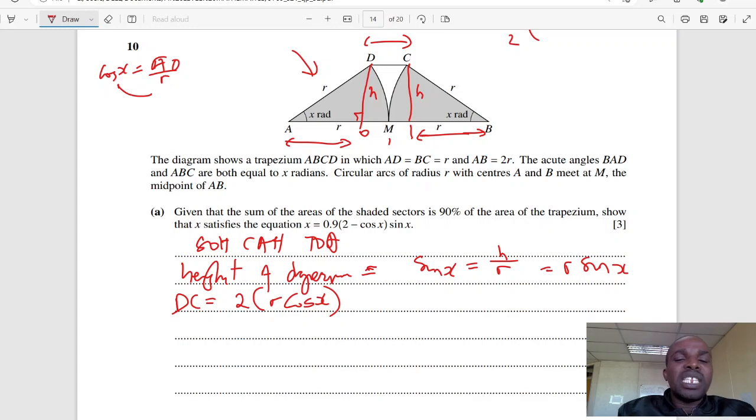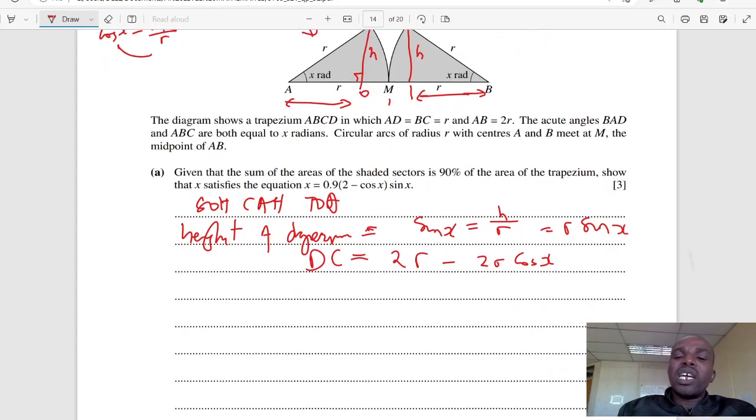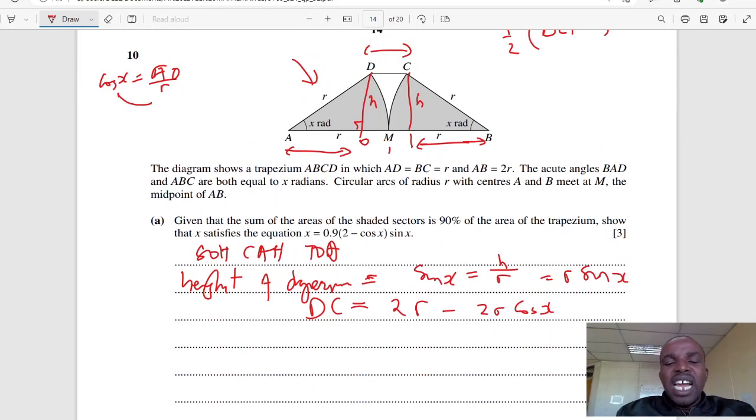Then this one, actually, let me subtract it. So it will be, let me just say, minus 2R cos x. So it will be AB, which is 2R, minus 2R cos x. All right, let me write it a bit nicely. So I say my DC is equal to 2R minus 2R cos x, right? That's my DC. Done. So I can find the area of my trapezium now.